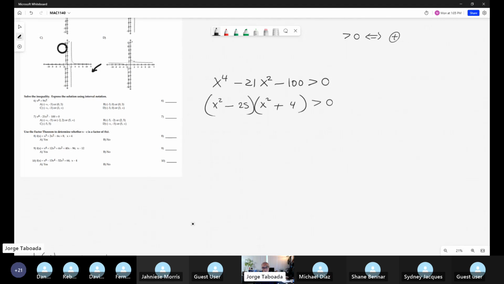Did I finish? No. Why not? Because we have a difference of squares here. Okay, I factor it completely like that: x minus 5, x plus 5, plus and minus. Okay, done. And here, no, because this is an irreducible quadratic.